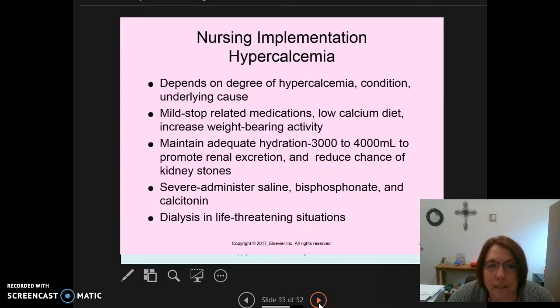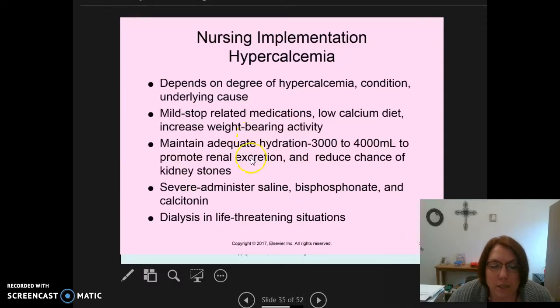With hypercalcemia, the nursing implementation stems from or depends on the degree of hypercalcemia and the underlying condition or cause. So when it comes to mild hypercalcemia, they're going to stop the related medications. They're going to put the patient on a low calcium diet because we don't want any more calcium in the bloodstream. We're going to increase the weight-bearing activity. Because if you remember back to osteoporosis, if they increase the weight-bearing activity, that's going to help reduce that calcium demineralization from the bones.